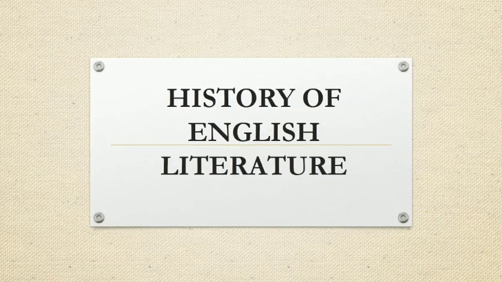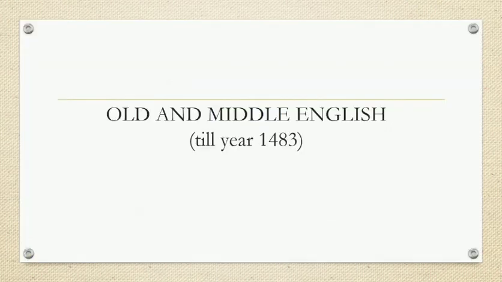The first and the most important thing when one starts the study of literature is the history of that particular literature. So today we start with the history of English literature, covering the period from Old to Middle English, that will be till the year of about 1483. Now I will be highlighting some of the important dates and the years.